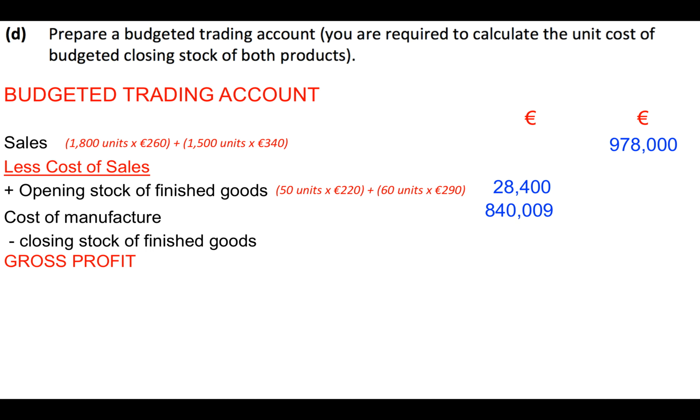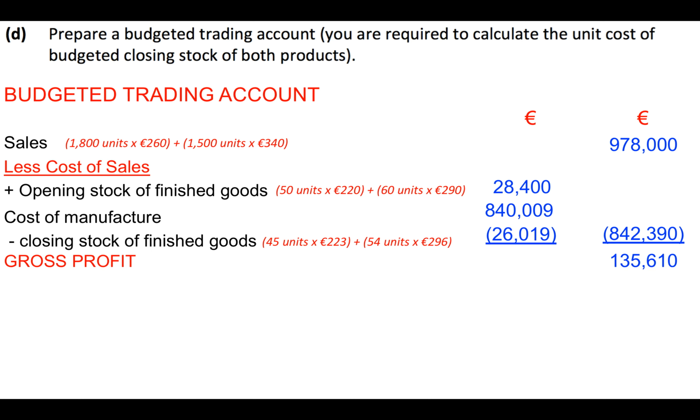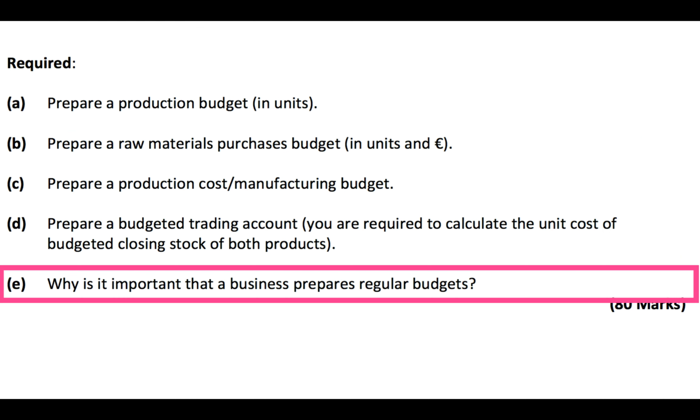And then minus the closing stock of finished goods, which is 45 units by €223 plus 54 units by €296, and that is €26,019 closing stock. So altogether, cost of sales €842,390. Take that away from our sales, and that is a gross profit of €135,610, and that is part D complete there then.